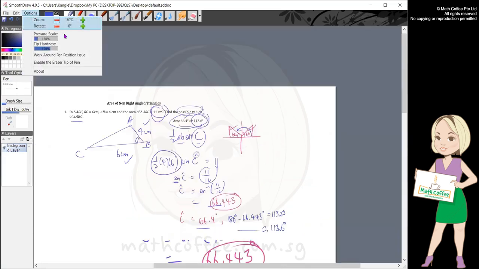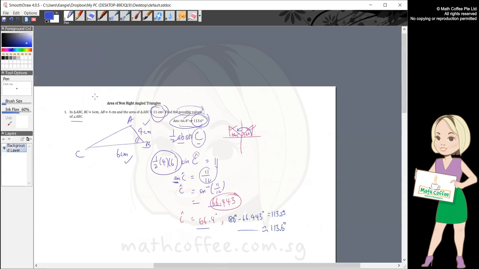My practice is, after I go through, I will zoom out. After I zoom out, just take a snap. Okay, so this is the first question. Let's go to the next one.